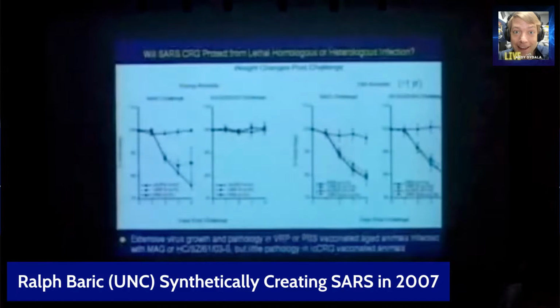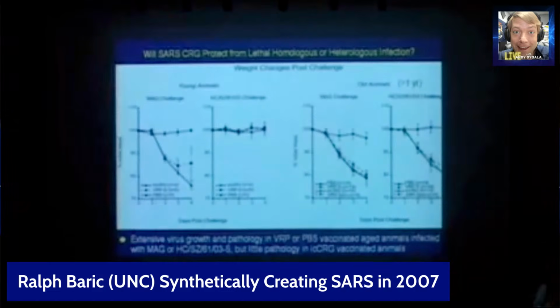Could it function as a vaccine? So we infected young animals and old animals with either the CRG parental virus, an alpha virus encoding the SARS spike, or with PBS. We vaccinated them one time, waited 28 days, and then challenged them with either a lethal homologous strain or a heterologous strain. You can see that with PBS, all the animals succumb by day 4.